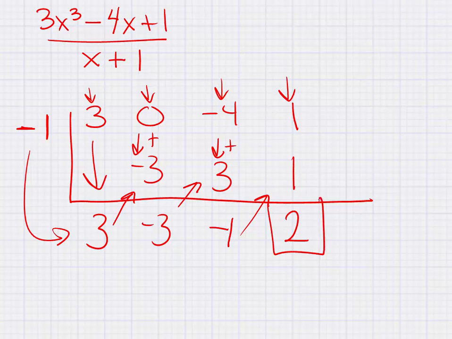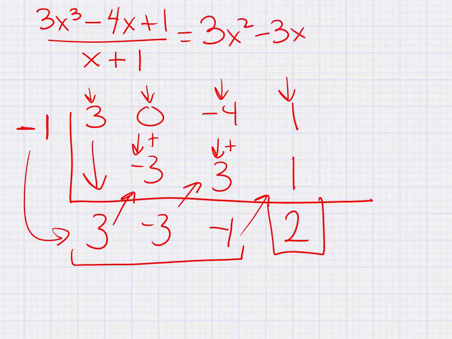So remainder, quotient. In this case, my quotient is going to be 3x squared minus 3x minus 1, and my remainder is going to be 2, so I put 2 over x plus 1. So that's how I do synthetic division.